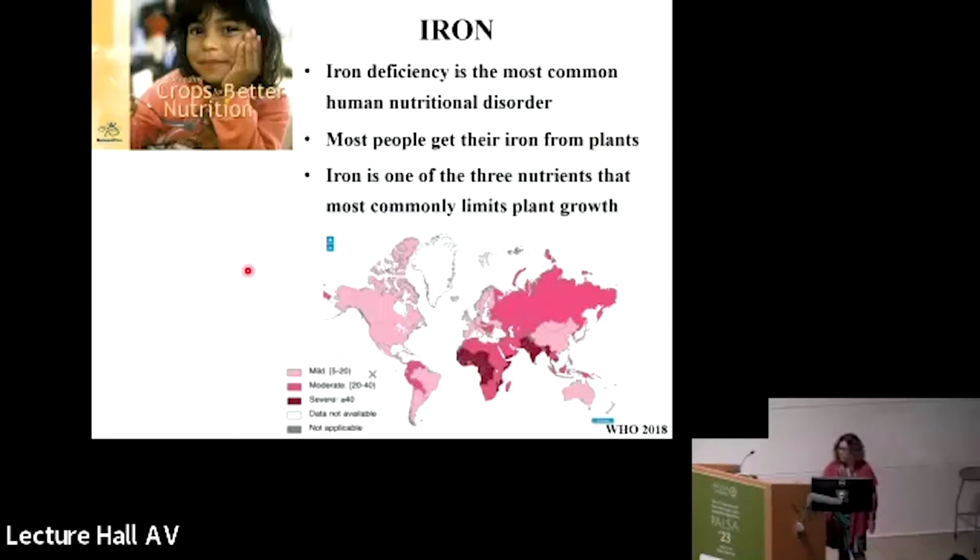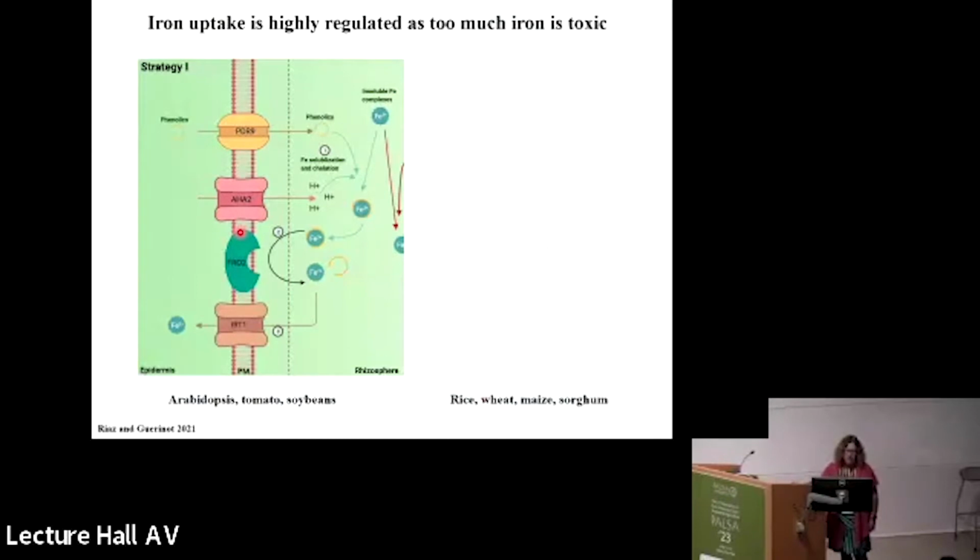The darker the color, the worse the problem. And it's especially a problem for pregnant women and children. So HarvestPlus and other groups like the Bill and Melinda Gates Foundation are very interested in breeding crops for better nutrition. Iron uptake is highly regulated, as too much iron is toxic, and you can sort of divide all the plants in the world into 2 strategies.